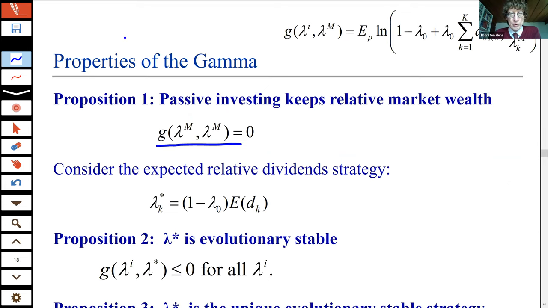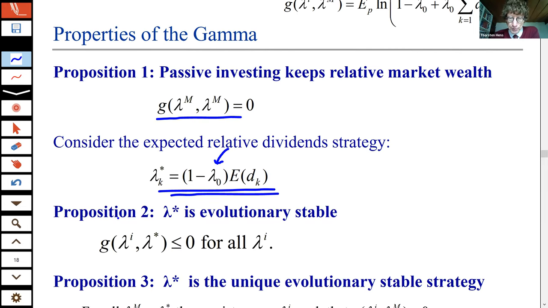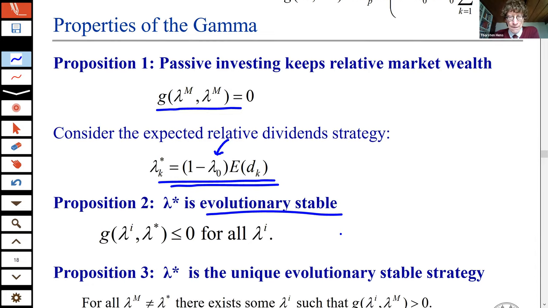The deeper result is what is the active strategy which is driving out all other strategies, excluding the passive strategy, of course. And the result is, as I mentioned before, the expected relative dividend strategies. Now we have also consumption, so every strategy has a reinvestment rate of 1 minus lambda 0. So we can prove this strategy is the unique evolutionary stable strategy.